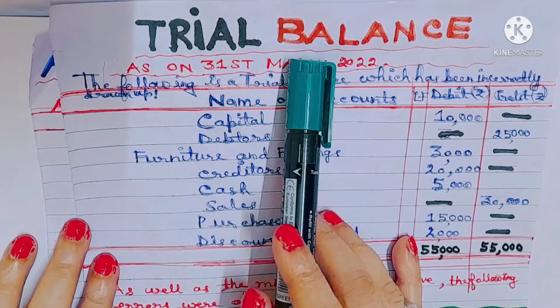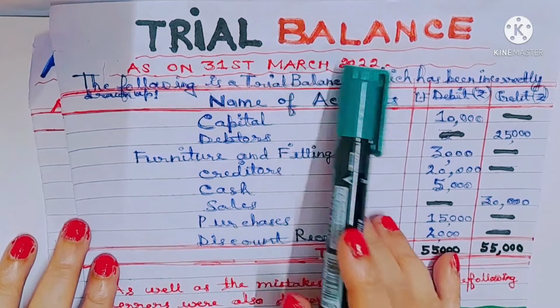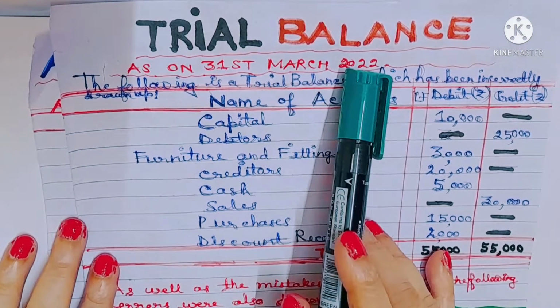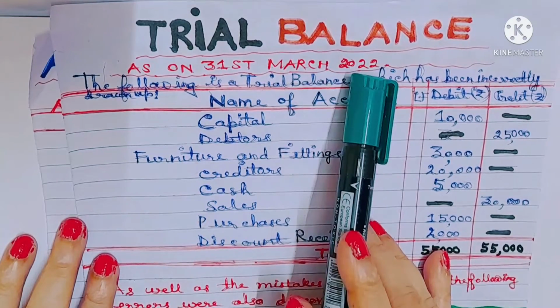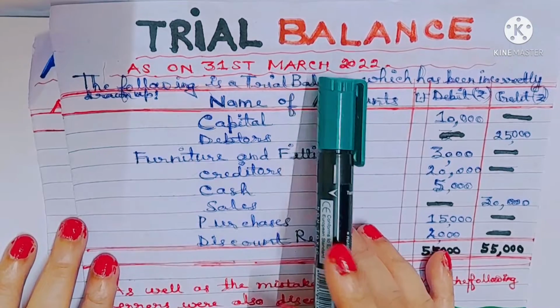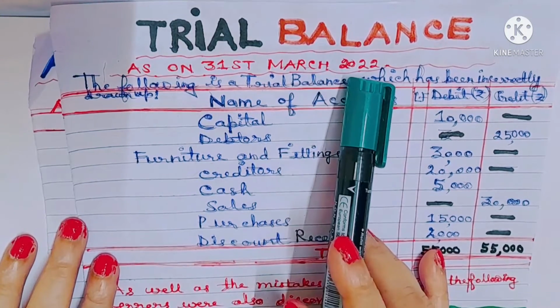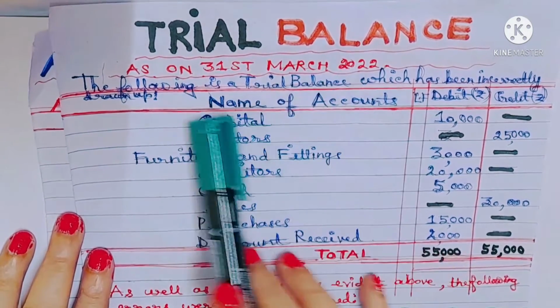What is the difference between an unadjusted or a normal trial balance and an adjusted trial balance? In a normal trial balance, there will be no adjustments or additional information below the trial balance. But in an adjusted trial balance, there will be additional information or adjustments. Okay. So let's go through the problem.